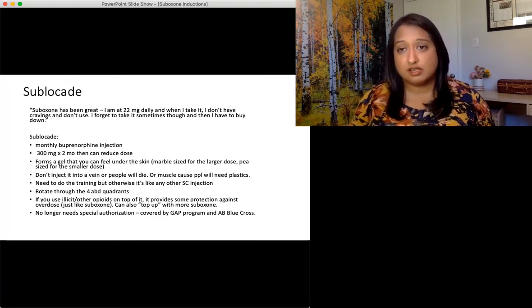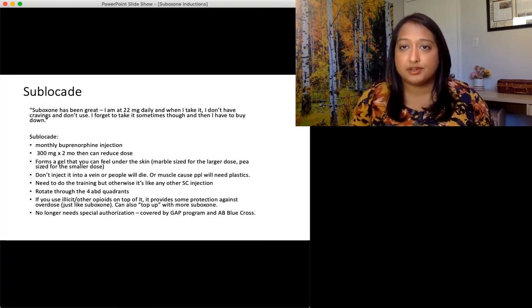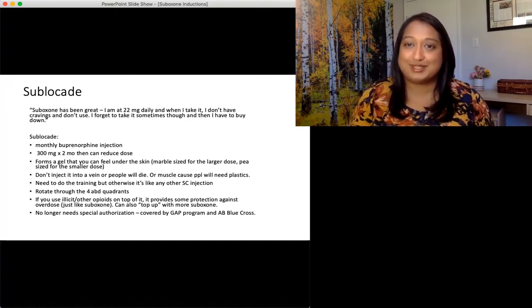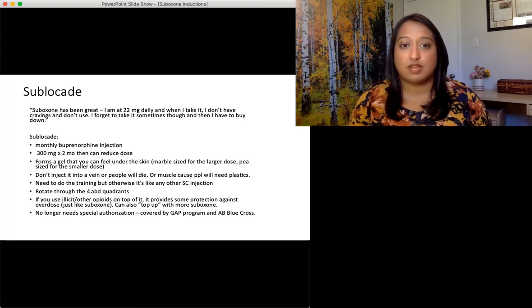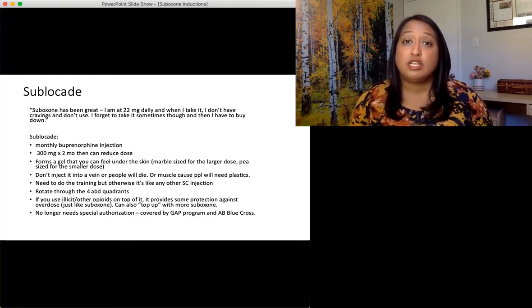Because it forms this gel, if you inject it into a vein or an artery or the blood supply, then we call that an embolus. So that's a really big problem, so don't do that. If you put it in the muscle, then people end up needing plastics. Again, big problem. So you need to do the training.